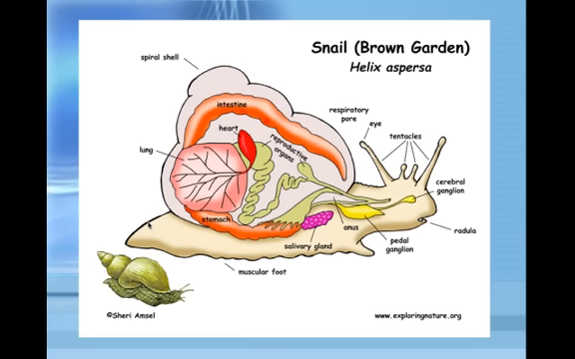Most mollusks have separate sexes. Many have trochophore larvae. Most have open circulatory systems, and nephridia, which is their excretory organs. Remember, the excretory system maintains water balance and removes metabolic waste.